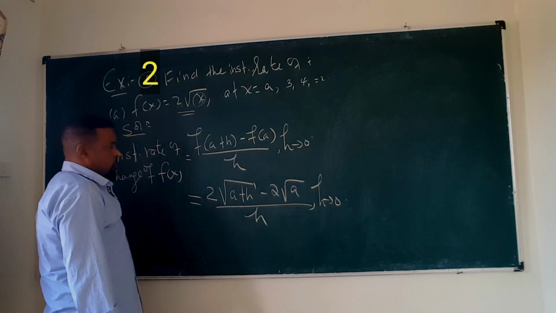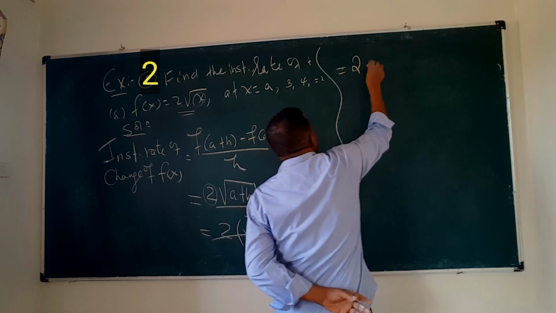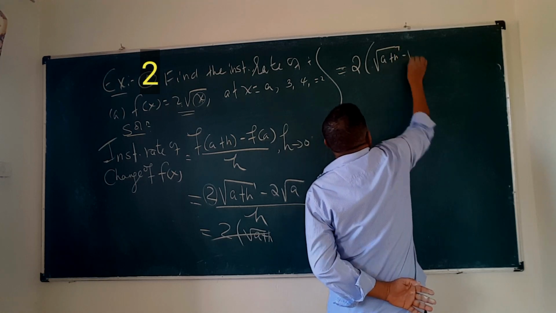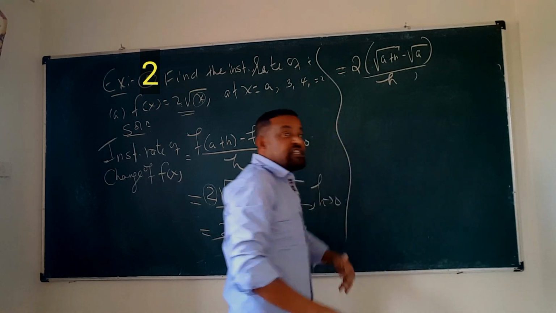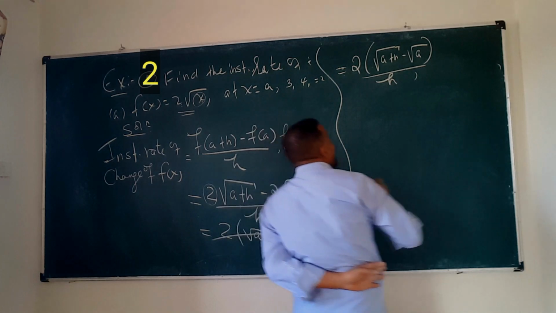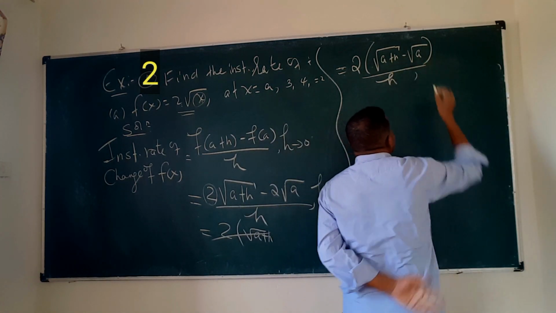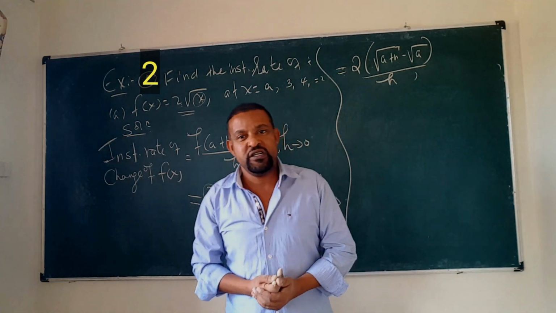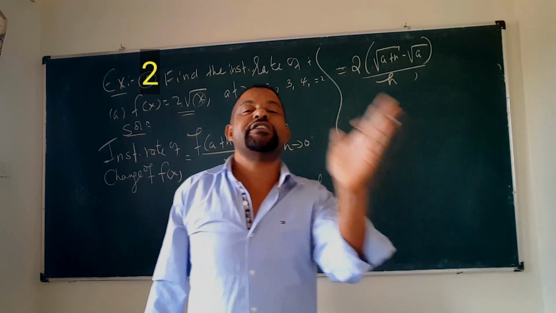Now, what is common here? 2 is common, so take 2 out, and we get radical of a plus h, of course, minus radical of a, over h, when h approaches zero. Don't forget this. Now, look. The expression above, radical of a plus h minus radical a, is an irrational number, so we are going to rationalize this. You know that rationalization is the process of making irrational numbers rational.